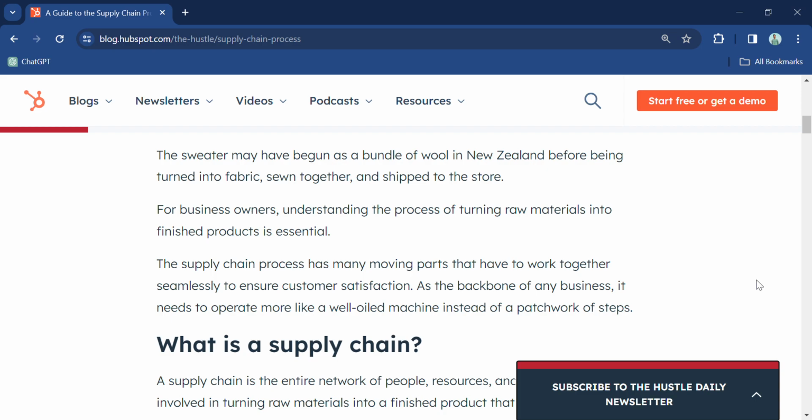For business owners, understanding the process of turning raw materials into finished goods or finished products is essential. The supply chain process has many moving parts that have to work together seamlessly to ensure customer satisfaction. As the backbone of any business, it needs to operate more like a well-oiled machine instead of a patchwork of steps.